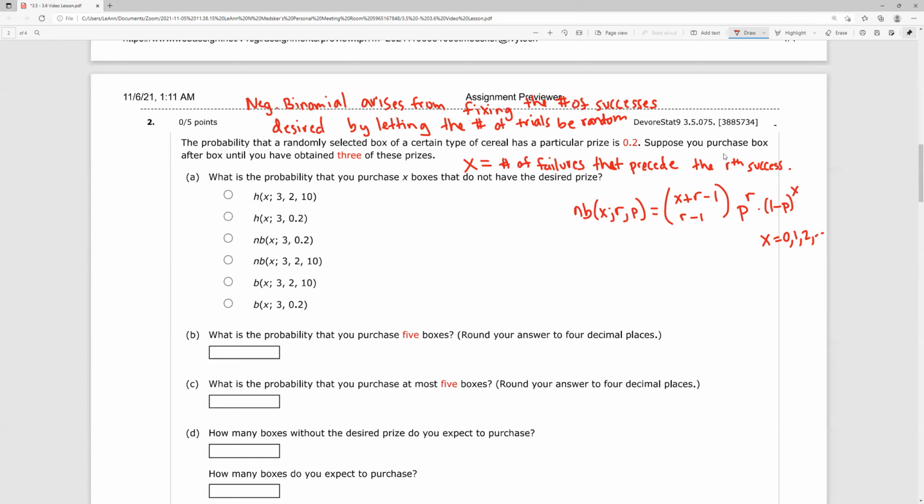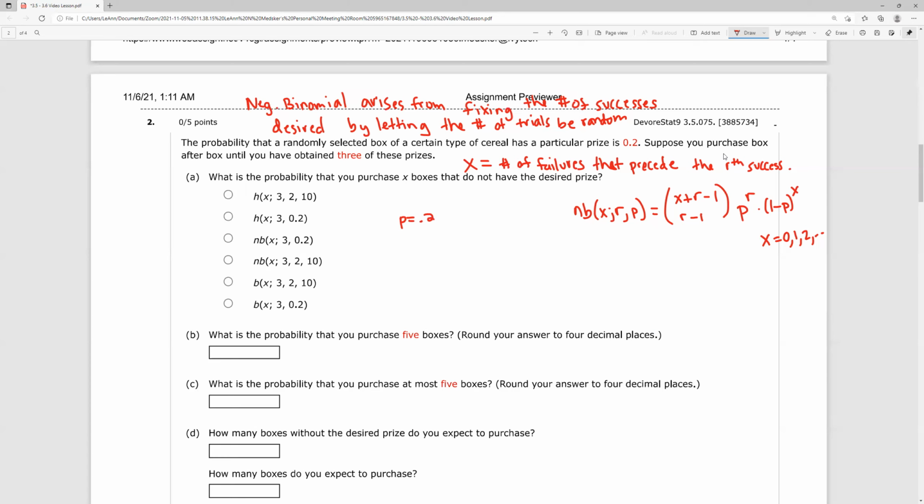So we're going to focus on this negative binomial right now. For this one, it says the probability that a randomly selected box of a certain type of cereal has a particular prize is 0.2. So that's our probability of success. I can go ahead and write that down. Have the prize. We're measuring, obviously, prizes is our measurement here.